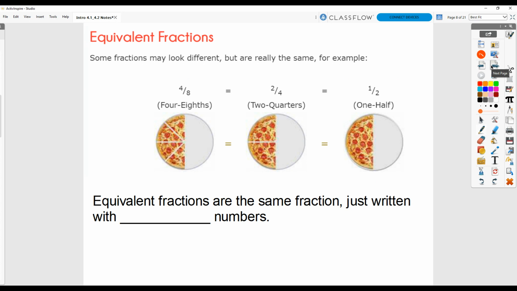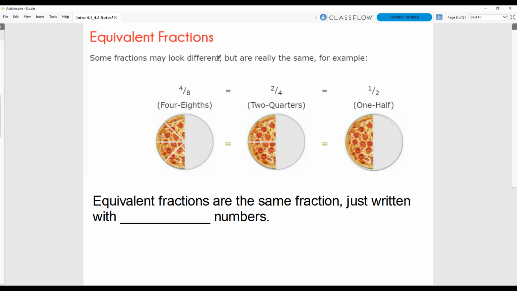Okay, and the last thing we want to take a look at in 4.1 is equivalent fractions. Okay, so these are fractions that are equal to each other. They just look different. Okay, so if we take a look at our examples here, notice how we got this delicious pizza up here again. All right, so all of these fractions look different. We have 4/8, we have 2/4, and we have 1/2, but they're all exactly the same. All of these are the same exact amount, even though they have different numbers. Take a look at our pizza slices here. They all represent the same amount of pizza, even though they are different.